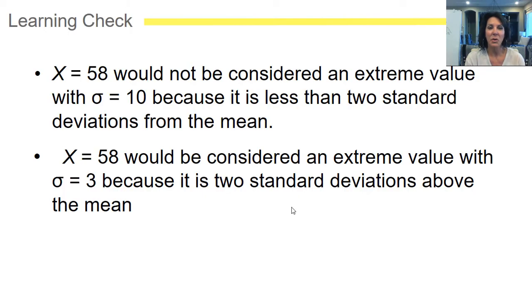So in sum, the score of 58 is not considered extreme when the standard deviation is 10 because it's less than 2 standard deviations from the mean. But a score of 58, same score, would be considered an extreme value if the standard deviation were 3 because it would be more than 2 standard deviations above the mean.